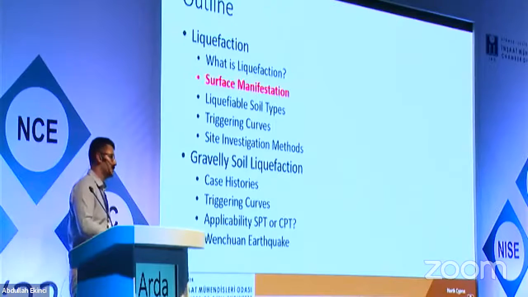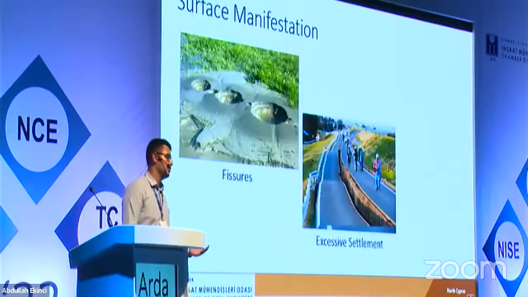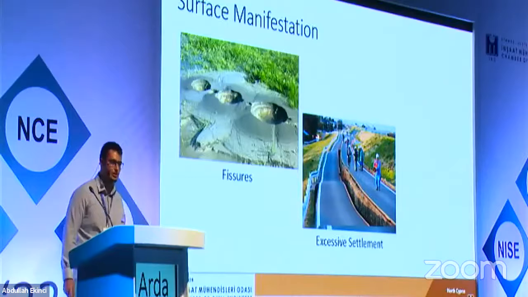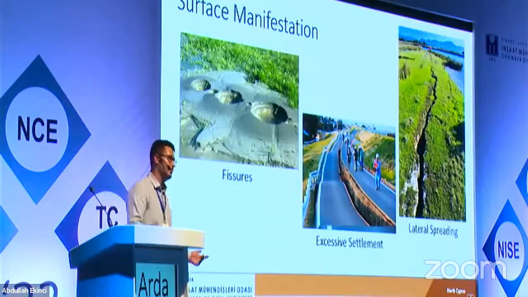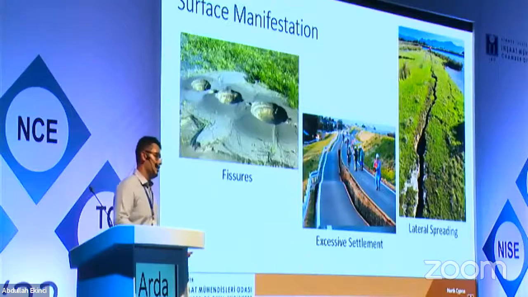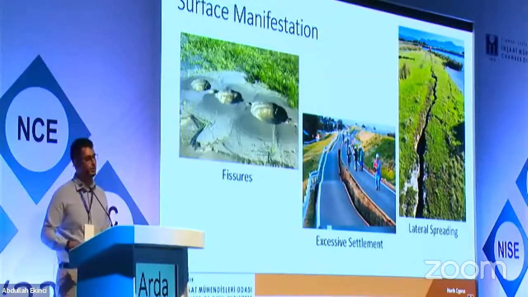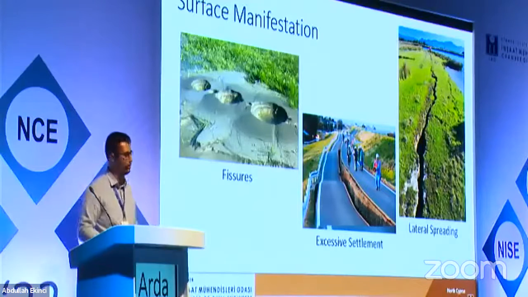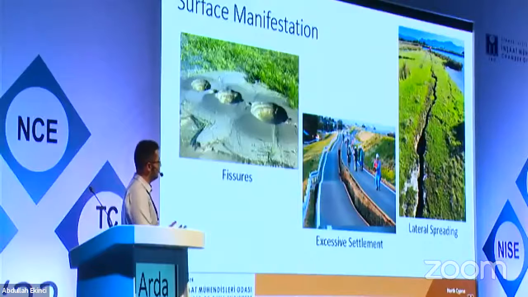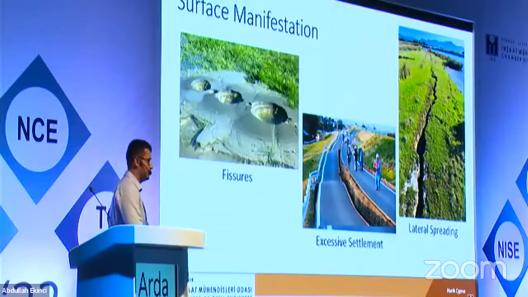So let me elaborate on surface manifestations. How can we know a site is triggered or not? We can observe some fissures, excessive settlement, or lateral spreading on a flat surface. Why do I say flat surface? Because if we have lateral spreading on a sloped site, it might occur due to a slope stability problem. So it should occur on a flat surface for us to say liquefaction is triggered on that site.